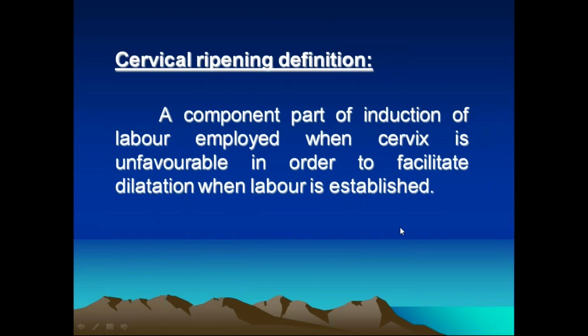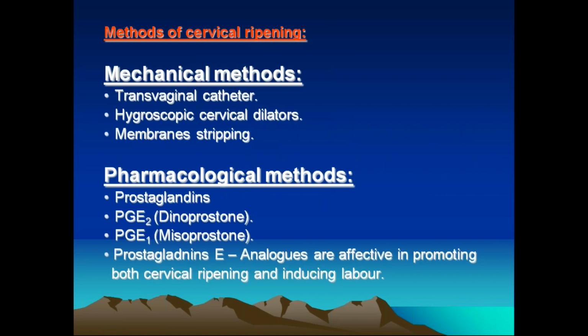So what is the definition of cervical ripening? This is also a part of induction of labor, and it is done when the cervix is unfavorable so that it will facilitate dilatation when labor is established. So this is cervical ripening. Coming to the methods, as we discussed, there are mechanical methods and pharmacological methods.